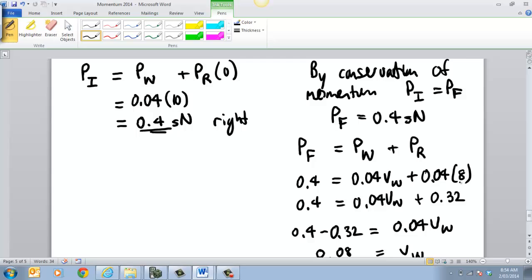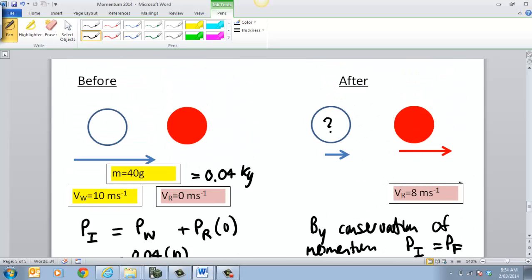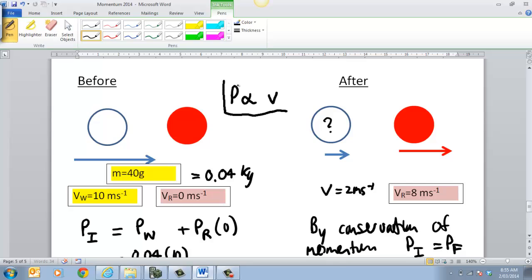And I was suspecting I was going to get that result anyway, because the only thing that's really changing here is the velocity. So if it goes from 10 meters per second to 8, then I was thinking that this one over here had to be 2 meters per second for conservation of momentum. In this particular case, we would say that the momentum is directly proportional to the velocity, because the mass is not changing. And that's a really important language thing that you need to start working with here. The mass is constant, so we would say that the momentum is directly proportional to the velocity.